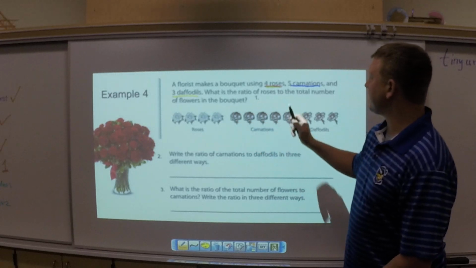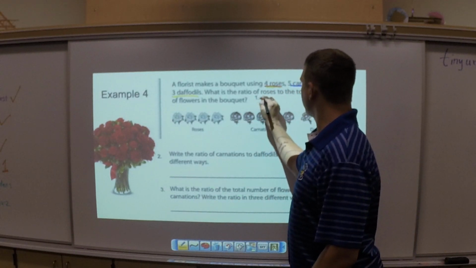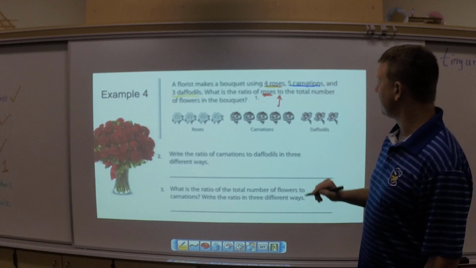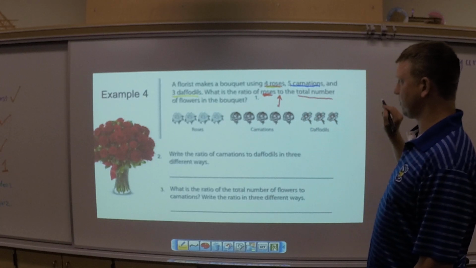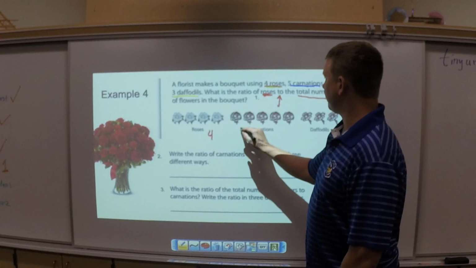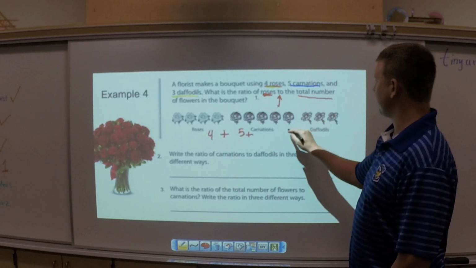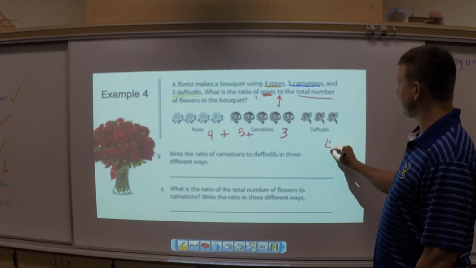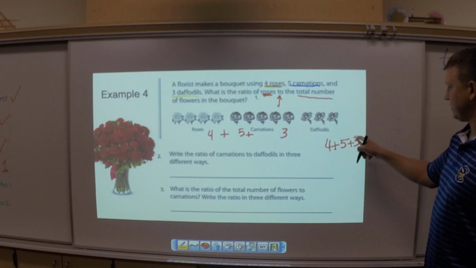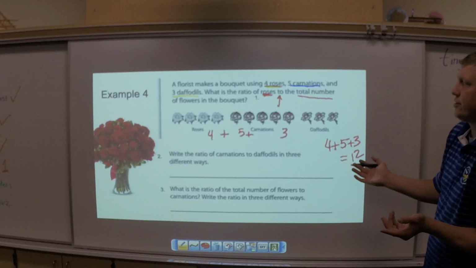All right, what is the ratio of roses? There, we're looking for roses, and there's that magic word, to the total. Okay, so now we have to add them all up. Well, there are 4 and 5, and there are 3 over here. So technically it's 4 plus 5 plus 3 to get the total. 9, 10, 11, 12. So that equals 12 flowers total.